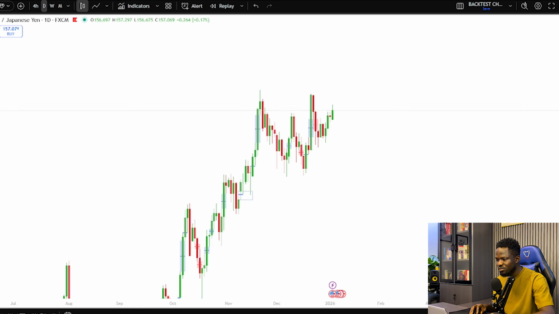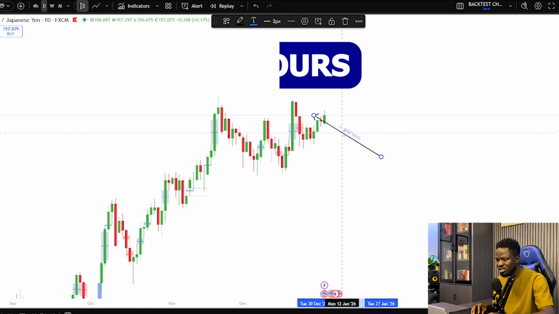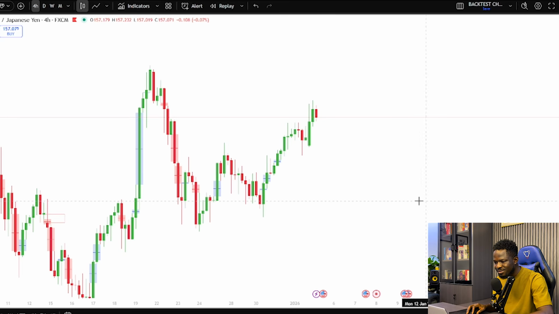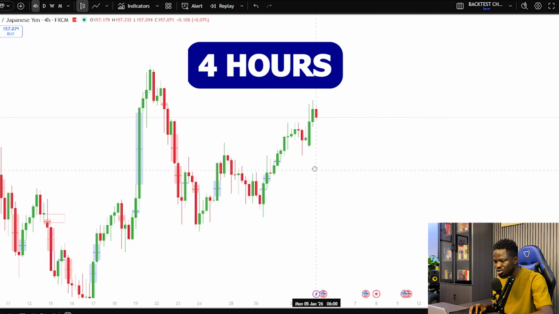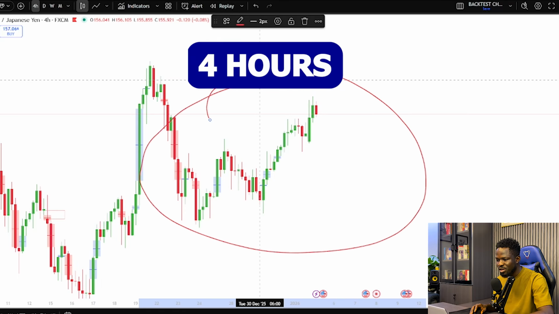Then the next time frame, which is the daily time frame, each candlestick on the daily time frame also takes 24 hours to form. The 4 hours time frame means it takes a period of 4 hours for each candlestick to form on the 4 hours time frame.